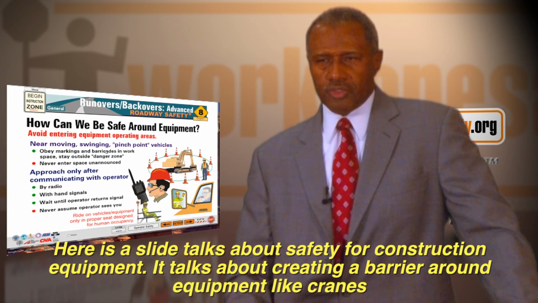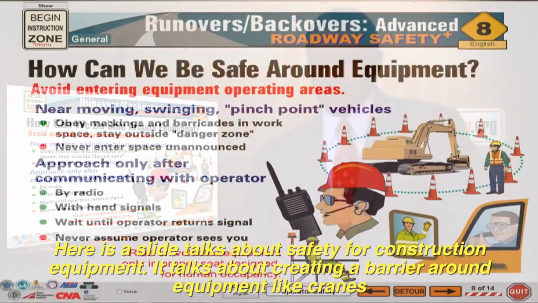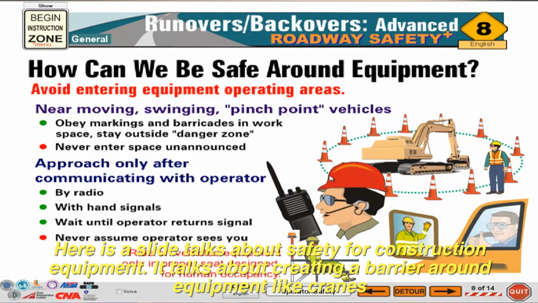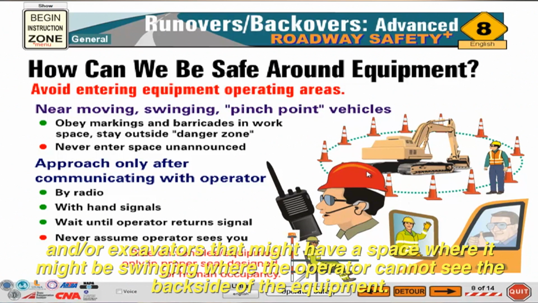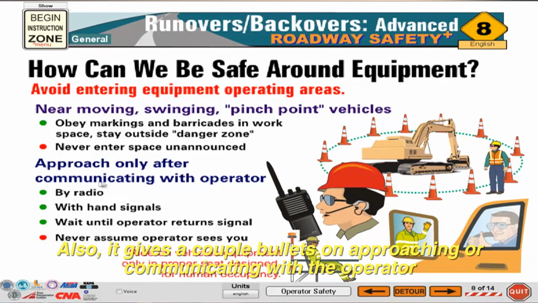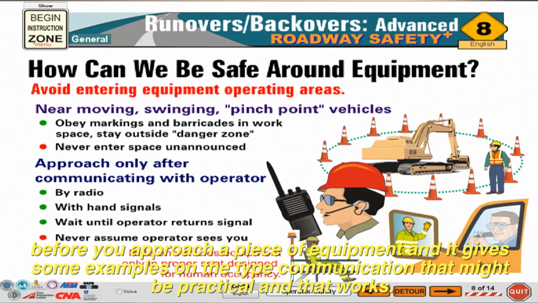How can we be safe around equipment? Here is a slide that talks about safety for construction equipment. It talks about creating a barrier around equipment like cranes and or excavators that might have a space where it might be swinging, where the operator cannot see the backside of the equipment. Also, it gives a couple bullets on approaching or communicating with the operator before you approach a piece of equipment. And it gives some examples on the type of communication that might be practical and that works.